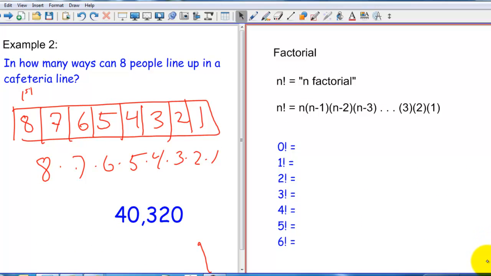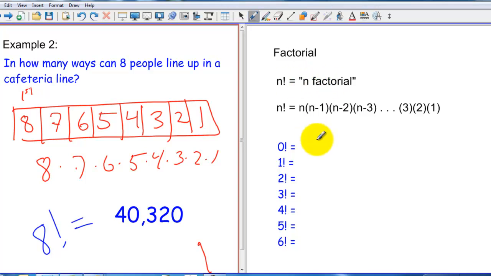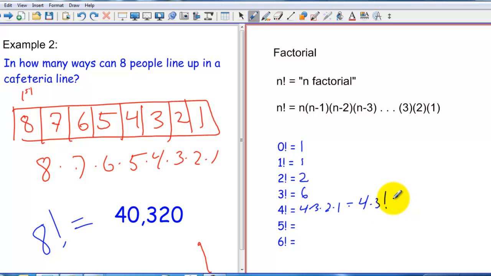Now, a shortcut for this last problem is to use n factorial, and this was essentially 8 factorial, as you recall, right? 8 factorial equals 40,320. Let's go through factorials again. Oddly enough, 0 factorial is 1, and for some of the definitions we do next section, you're going to need that. 1 factorial is 1, 2 factorial is 2, 3 factorial is 3 times 2, so that's 6. 4 factorial, 4 times the previous one. So notice, rather than going 4 times 3 times 2 times 1, I could say 4 times 3 factorial. 4 times 6 is 24.